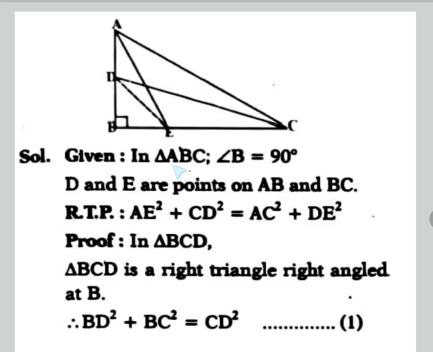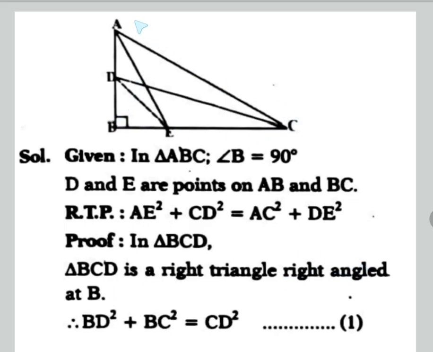What is given? In triangle ABC, B is a right angle, 90 degrees, and D and E are points on AB and BC. Now we are required to prove AE square plus CD square is equal to AC square plus DE square. To prove: in triangle ABC, BCD is a right triangle, right angled at B.